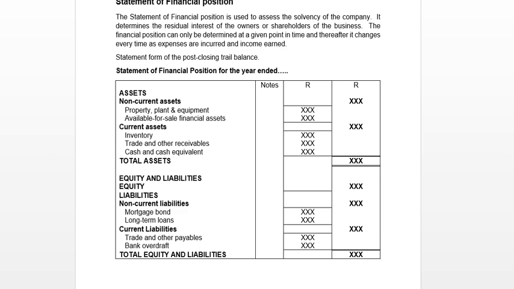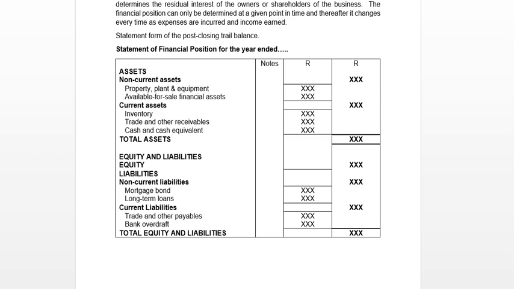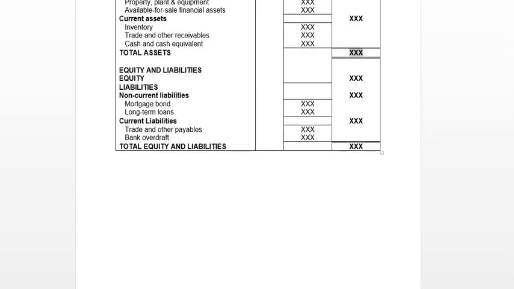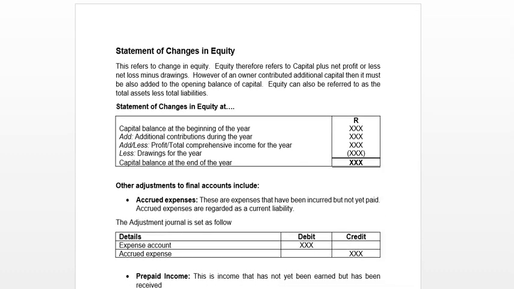So that is our total assets. If we look at our equity and liabilities portion, equity, for that we will have a look at our statement of change in equity. And equity basically refers to your capital plus your net profit and losses minus drawings.